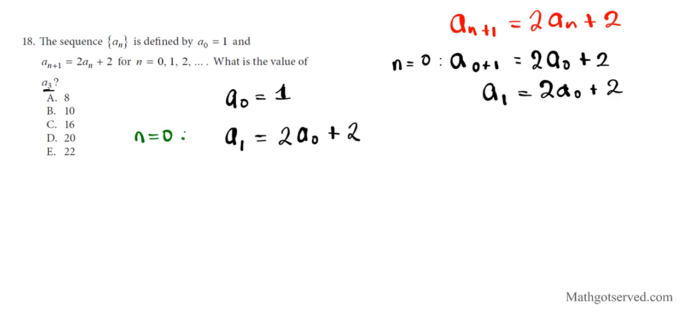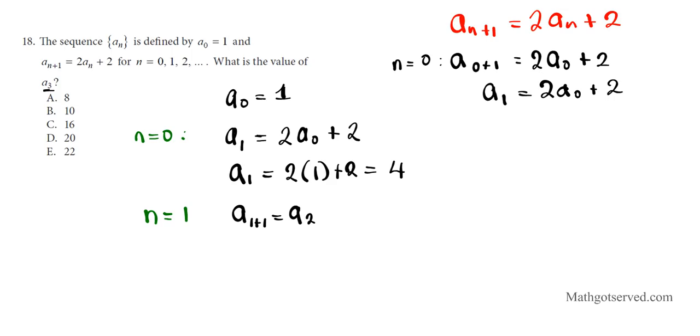All right, let's evaluate what that's going to be. So a1 is going to be 2 times a sub 0, which is 1, so 2 times 1 plus 2, which equals 4. Now we need to move to the next step. The next step is n equals 1. That's going to give us a sub 2, since 1 plus 1 is 2. a sub 2 is going to be 2 a sub 1 plus 2, where a sub 1 is 4. You always use the one that's before it, just as I used the one before in here. So 2 times 4 is 8, and 8 plus 2 is 10.